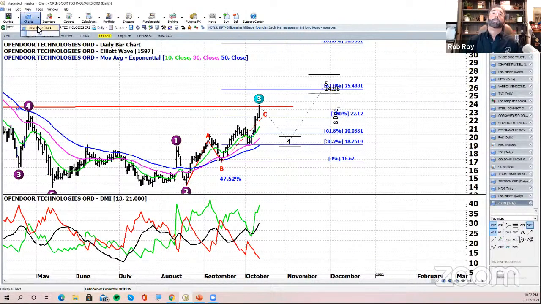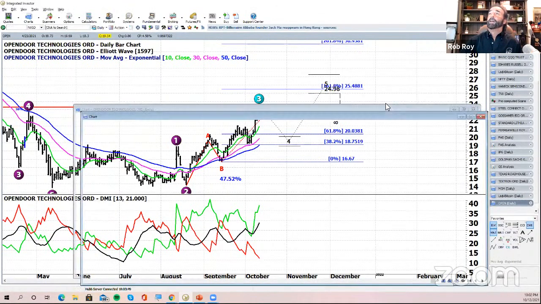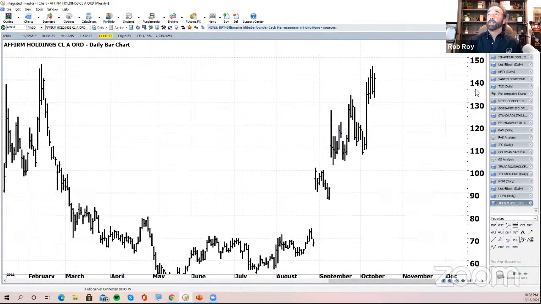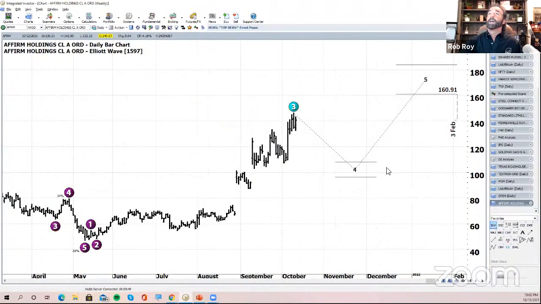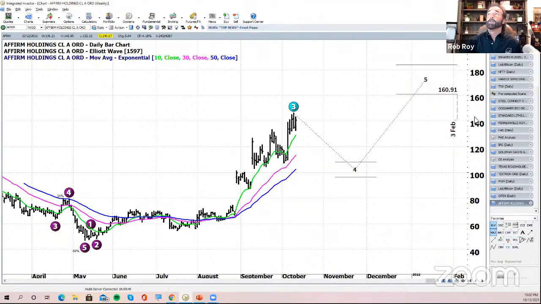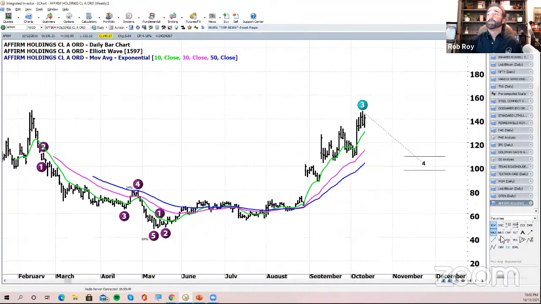AFRM. We've looked at this one a couple times and had a really nice move, and it's consolidating. So if you're bullish on a stock, that's exactly what you want to see happen after you get a vertical move like we had back there on the 6th. You don't want it to give up a whole lot of it. It has to close that gap with the 10-day moving average. So you prefer it to do it through a sideways consolidation, which it has.